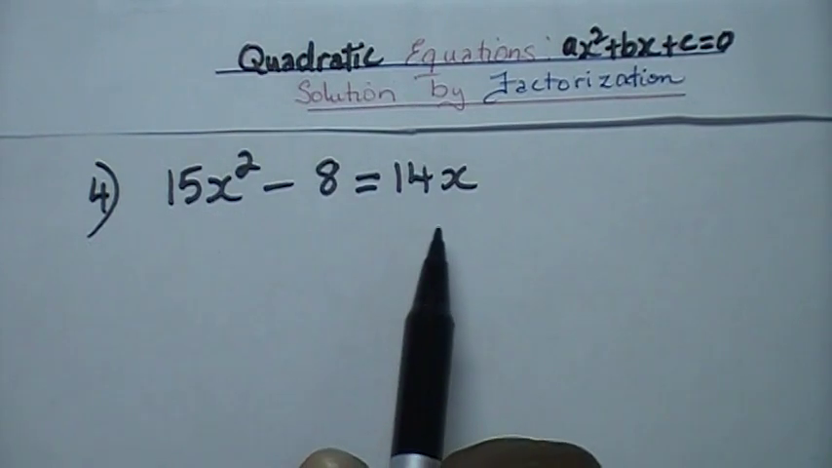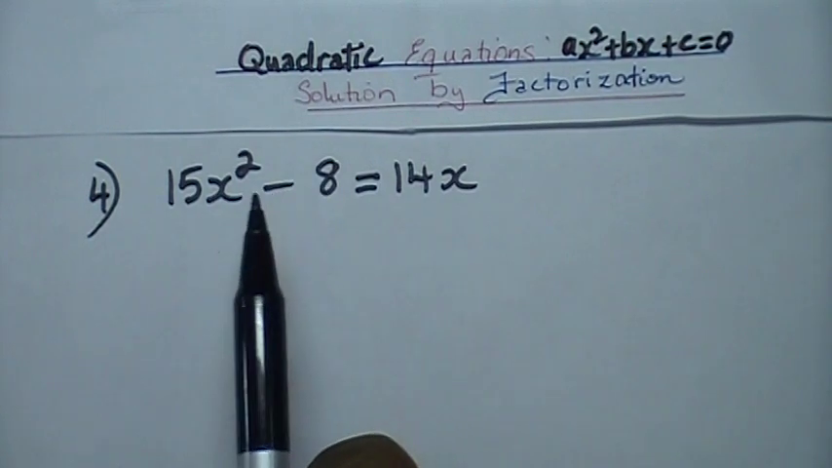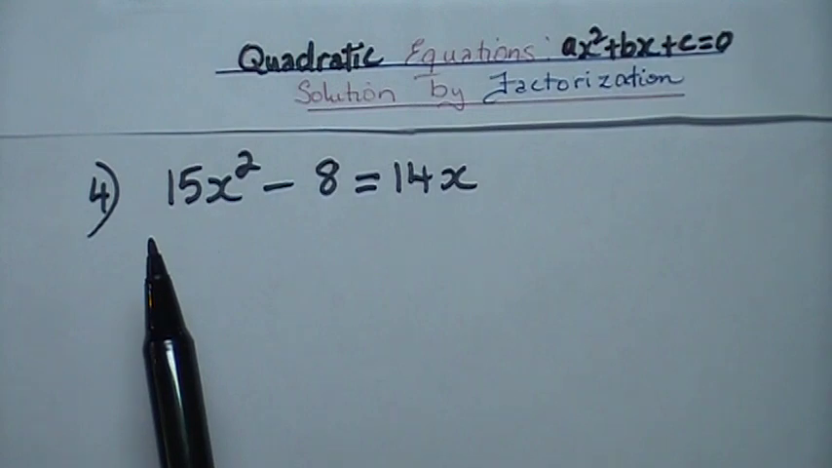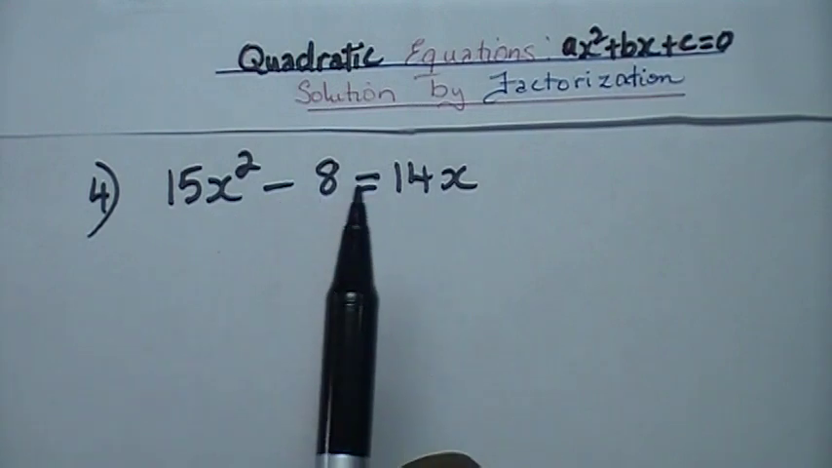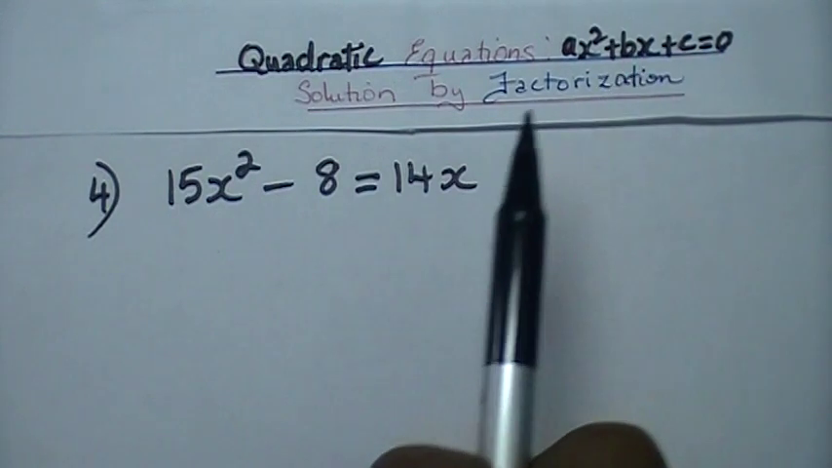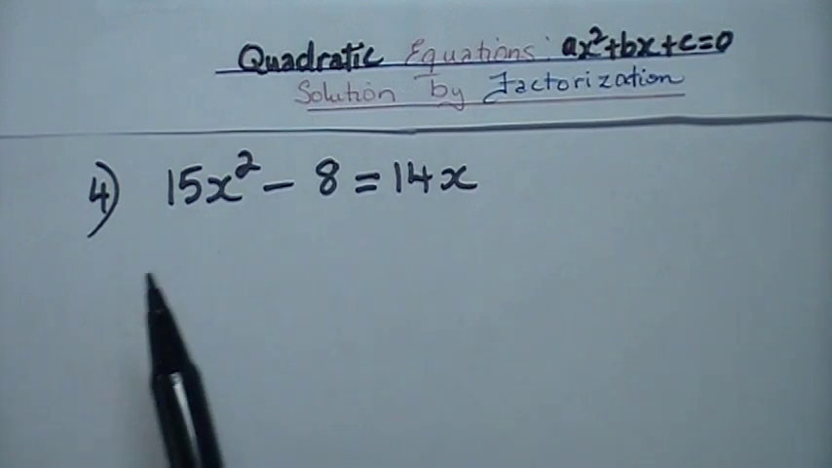Now let's look at this quadratic equation. In order to solve it, what would we have to do first? Well, first you have to recognize that it's not equal to 0. So we need to ensure that it's equal to 0 in order for us to find a solution by factorization.